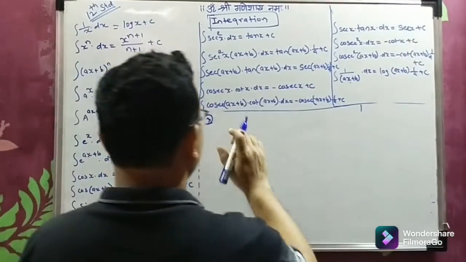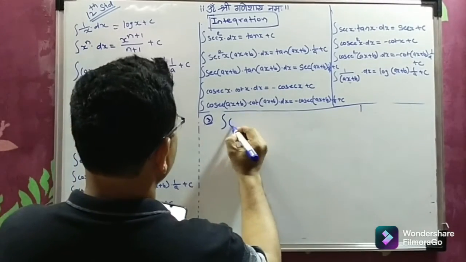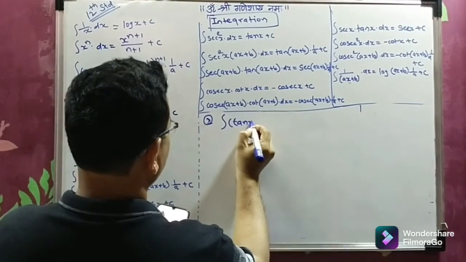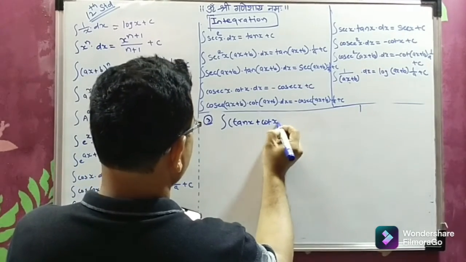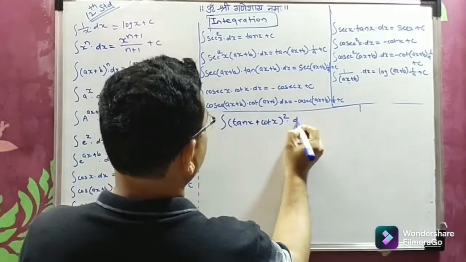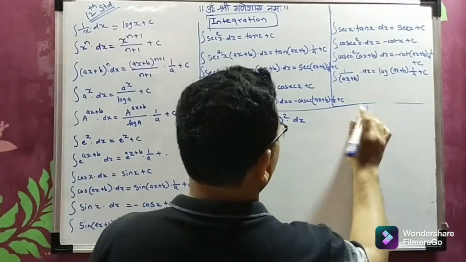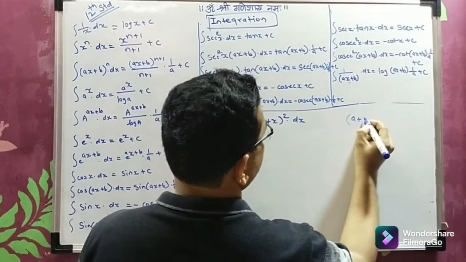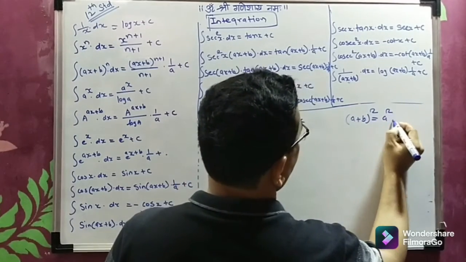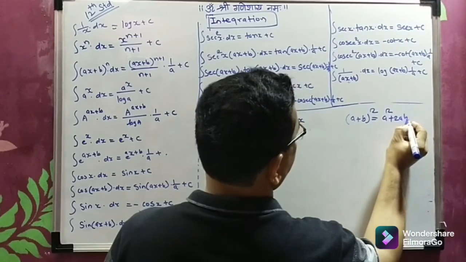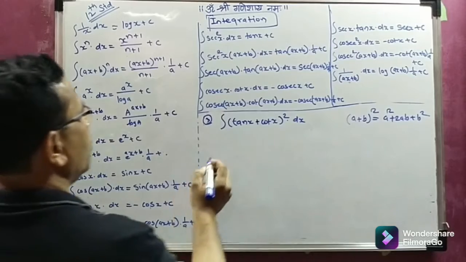Now we will solve problem number 3. It is the integration of (tan x + cot x) whole squared dx. So we know the formula that (a + b) whole square is equal to a square plus 2ab plus b square. So we have to apply the same formula over here.